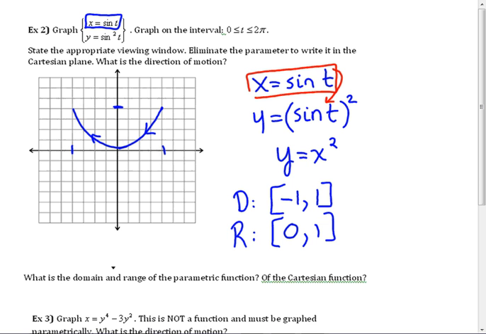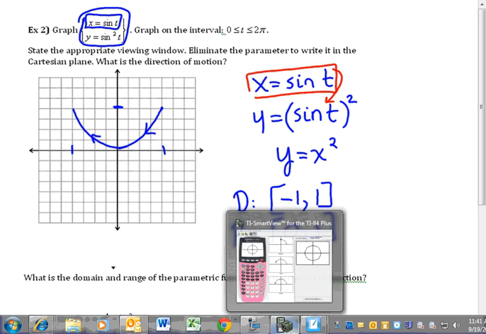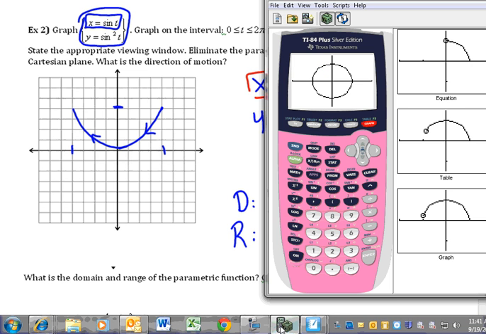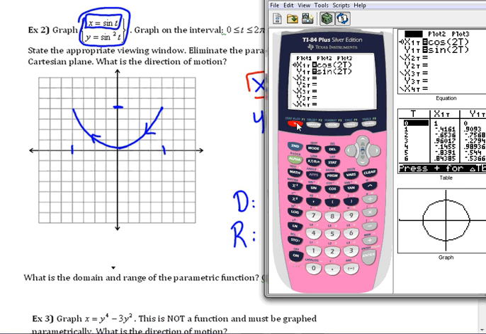Be careful with these. Yes, it's a parabola, but it doesn't have all values that a parabola would have. It is restricted by your original trig functions. So let's graph that. Let's graph it and see what I'm talking about. Okay, so y equals, x is equal to the sine of t. And then y is equal to the sine of t squared.